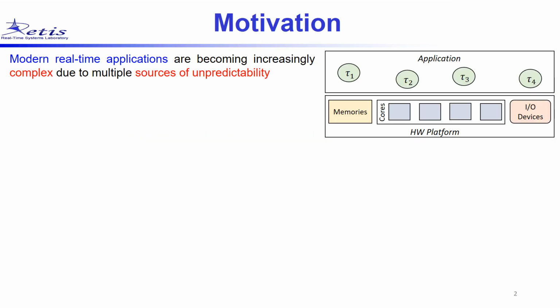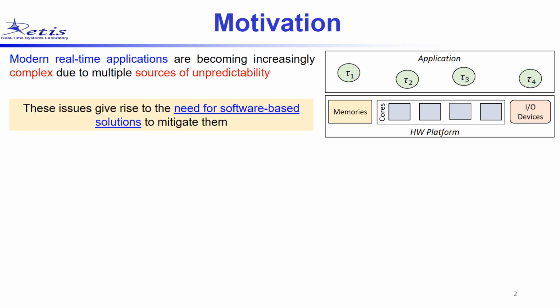Let's start from the motivations of this work. Modern real-time applications are becoming increasingly complex due to multiple sources of unpredictability. For example, think of the contention they can experience in accessing shared memories and I/O devices. These issues give rise to the need for software-based solutions to mitigate them.